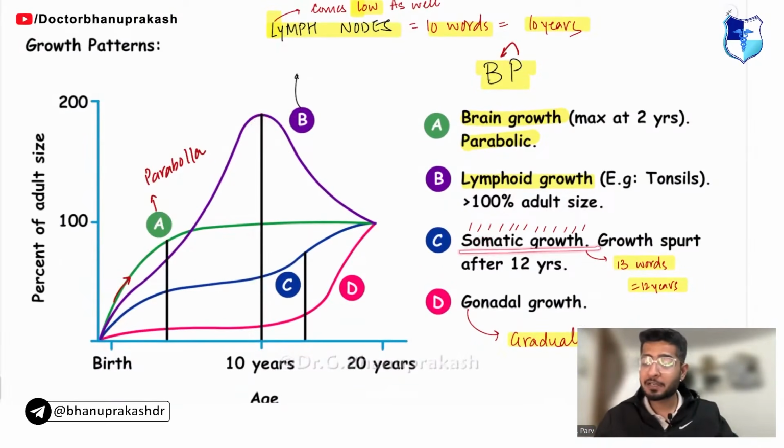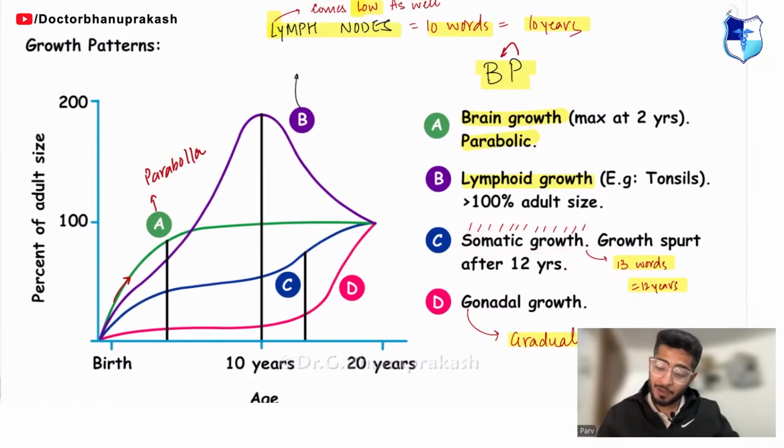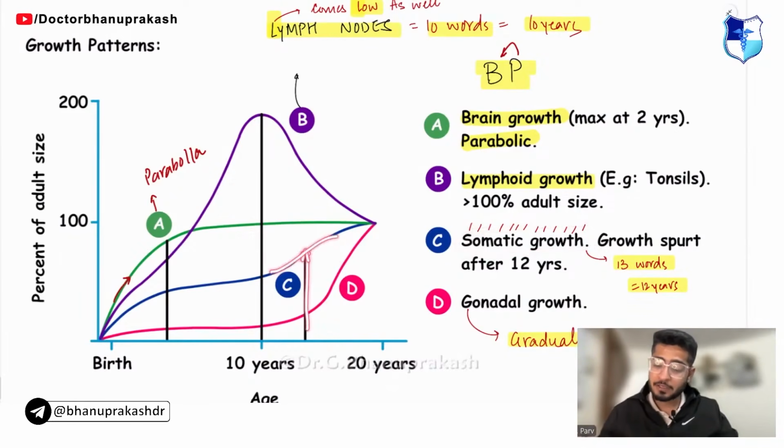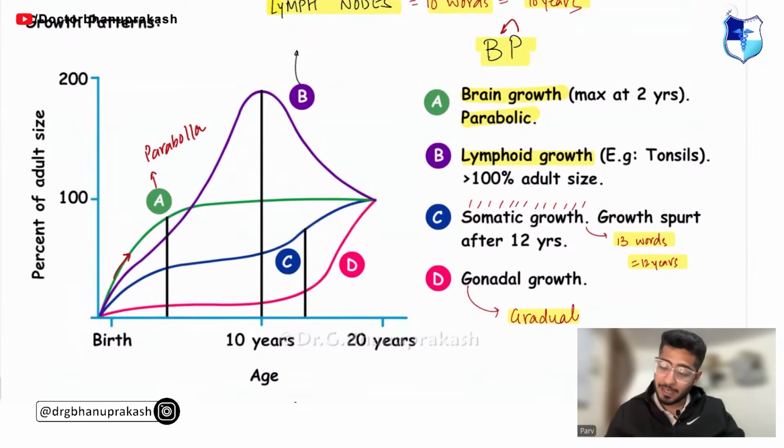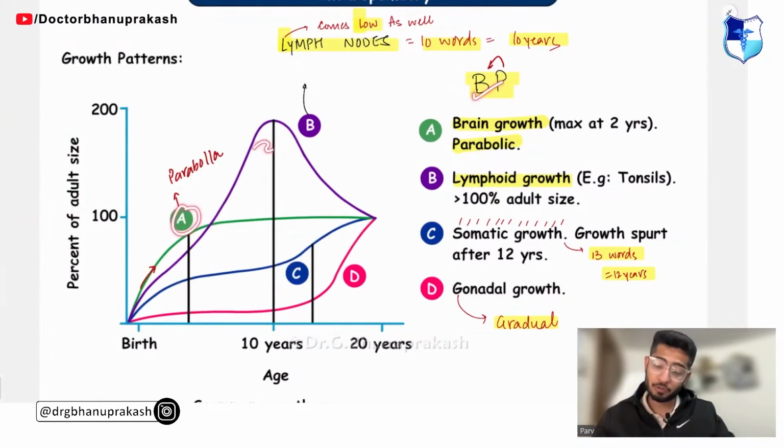Coming on to somatic growth. If you count, somatic growth is 13 letters, so 12 years. Somatic growth is going to have a peak at 12 years. And next is gonadal growth. G for gonadal, G for gradual. That means something which is going to increase gradually is the gonadal growth. Parabola, brain growth. Lymph node is the lymphoid follicles. This is the lymph node. Lymph node is the only graph that is going to come down.